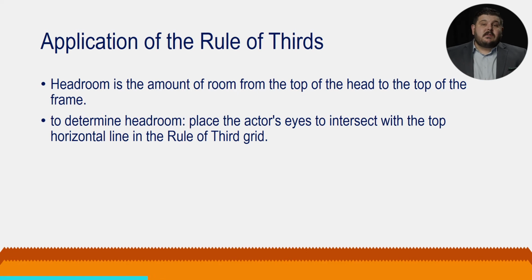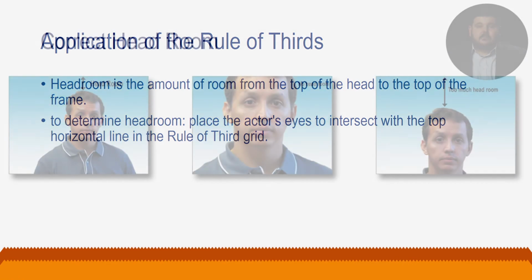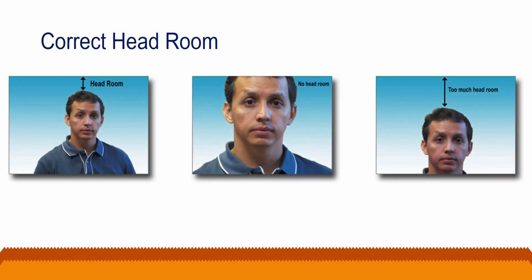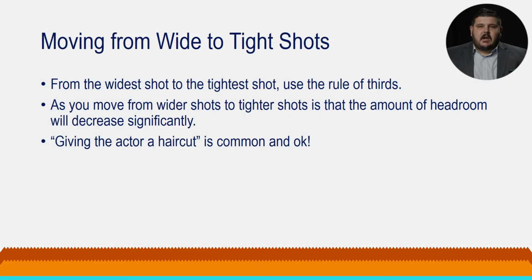Using the rule of thirds to determine headroom is as simple as intersecting the actor's eyes with the top horizontal line in the rule of thirds grid. Simply put, the eyes go to the top third. Here's 3 examples that detail proper and improper use of the rule of thirds to provide enough headroom. From the widest shot to the tightest shot, the rule of thirds and headroom will keep your actors framed correctly.